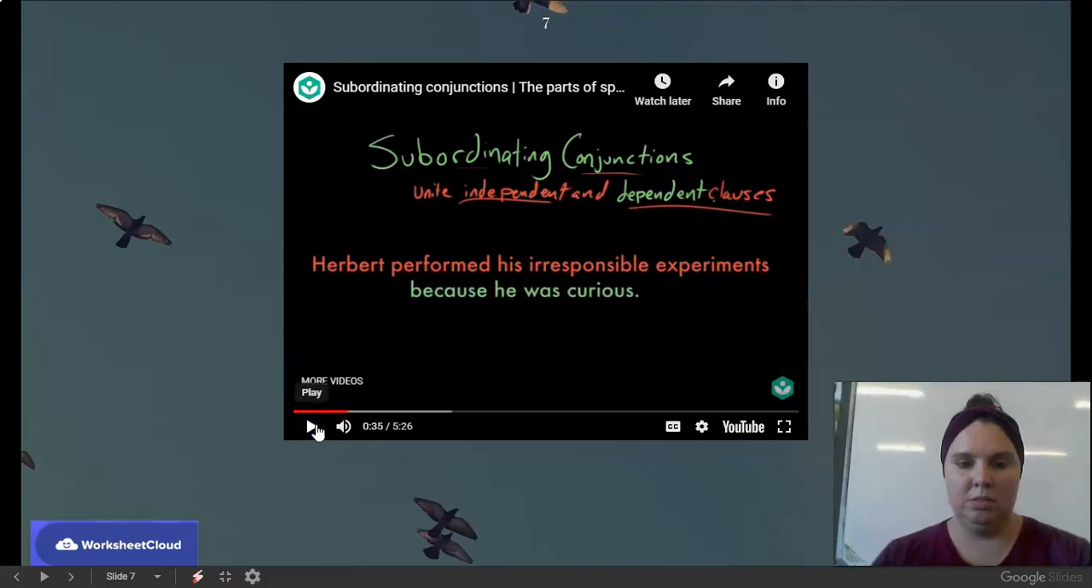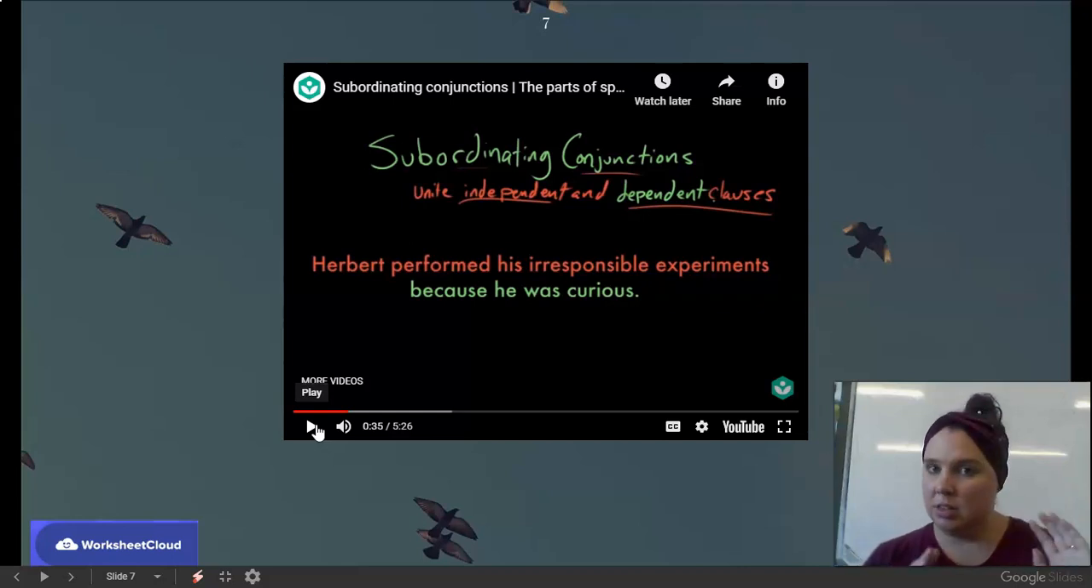But what are these? I'm pausing it quickly just so that you know. So what we said earlier, coordinating separates two sentences that are both independent. Subordinating joins a dependent clause to an independent one, a sentence that can stand on its own, to a section that needs it. They need each other to function together.